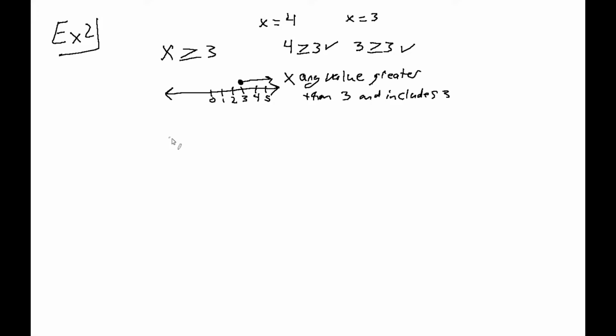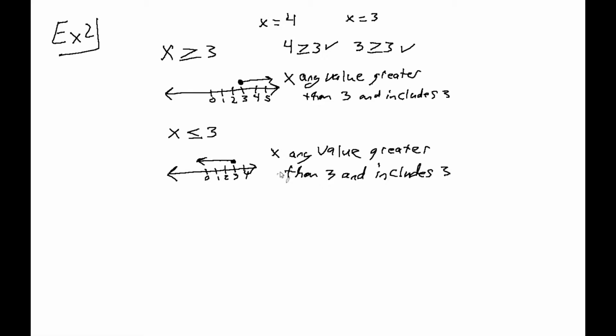So if we want to write out x is less than or equal to 3, we can write it this way. It's including 3, but it's less than, so it will be to the left. So x is any value less than 3 and includes 3. So for example, if we say x is 1, 1 is less than or equal to 3, that would be true. If x is 3, then we can say 3 is less than or equal to 3. That is still true. So let's go to number 3.